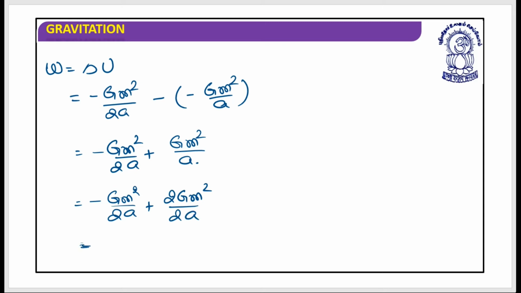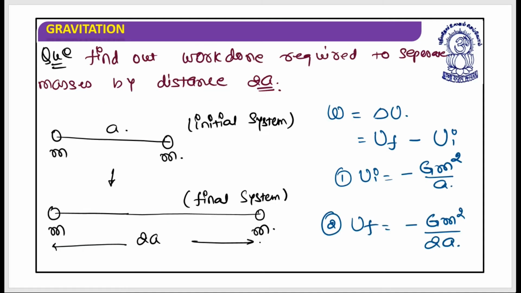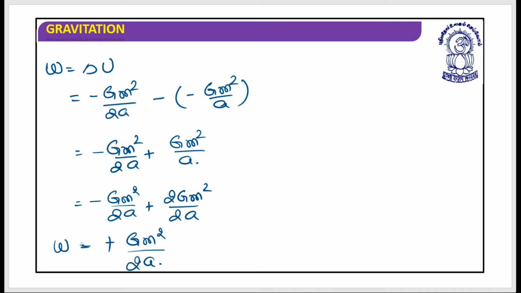This is plus 2Gm², this is minus Gm², it's a plus Gm² by 2a. This is the work done. Now the thing is this work done is positive, but is it a work done by external force, or is it a work done by internal force? How will I do it now? And what would be the sign if they ask to find out the work done by external force, or they say find out the work done by internal force?